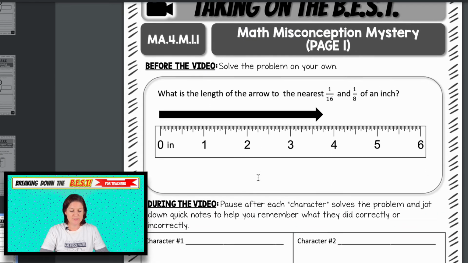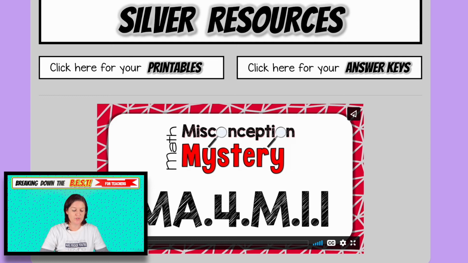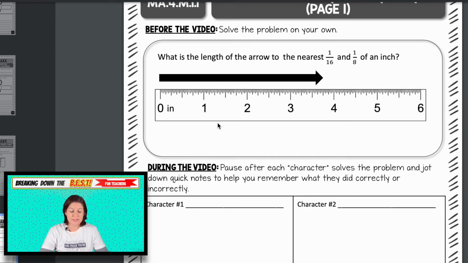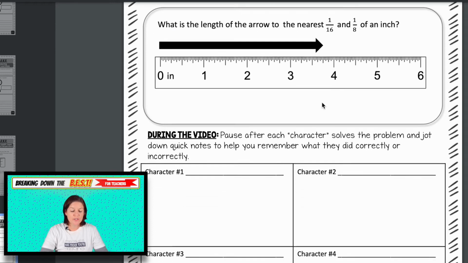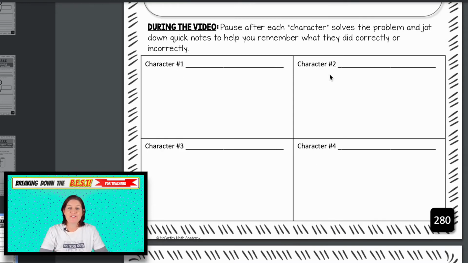Then we have the Math Misconception Mystery, which is this video lesson right here. You just click play, and I will guide students throughout the whole process. Students will solve on their own, and then they will watch as 4 characters solve that same problem. Those characters are just me dressed up in silly costumes. 3 of the characters will make mistakes that students commonly make, and only 1 of the characters will be correct.